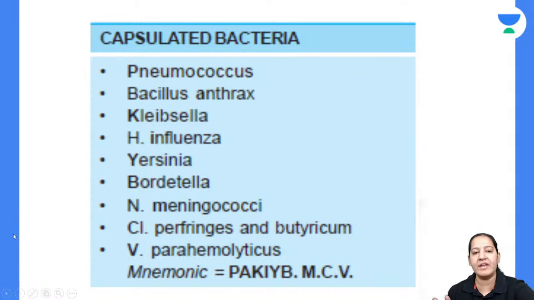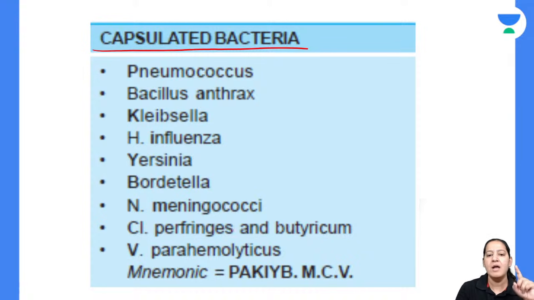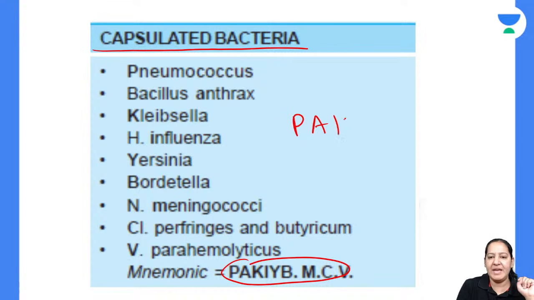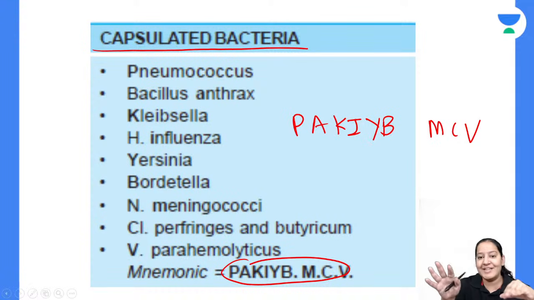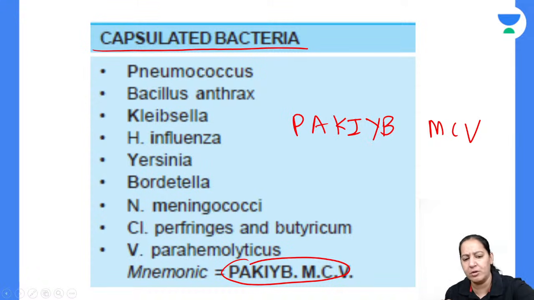This is a mnemonic for capsulated bacteria. What is the mnemonic for capsulated bacteria? The mnemonic is in front of you: Pakib MCV. Let me write Pakib. In pathology we have MCV, MCH, MCHC, so you can learn it like MCV. That is Pakib MCV. It is a mnemonic. You can make some other mnemonic also if you wish.